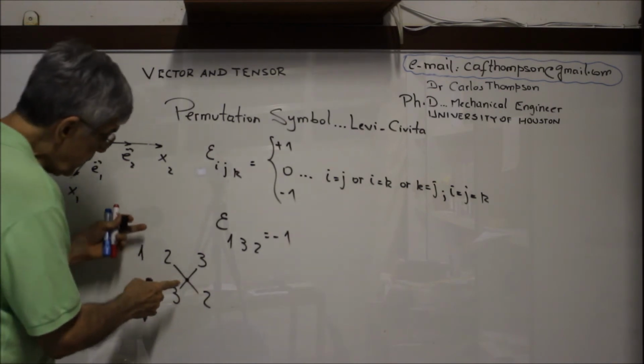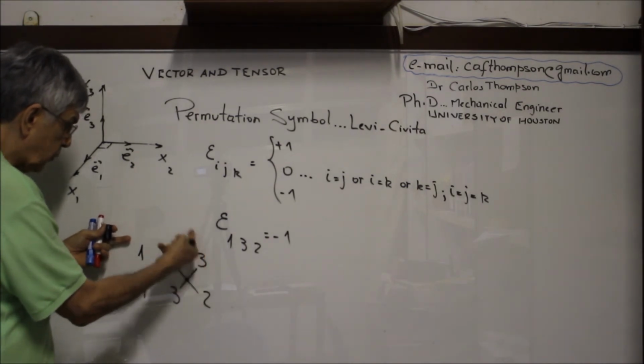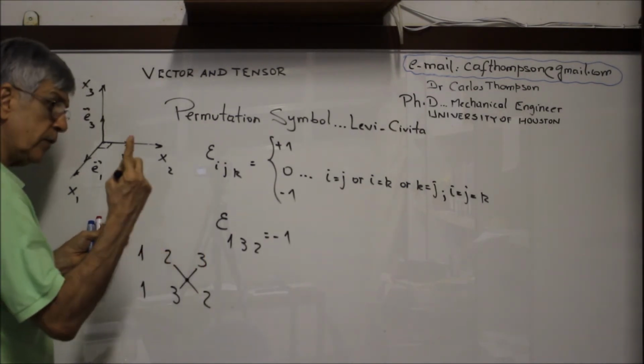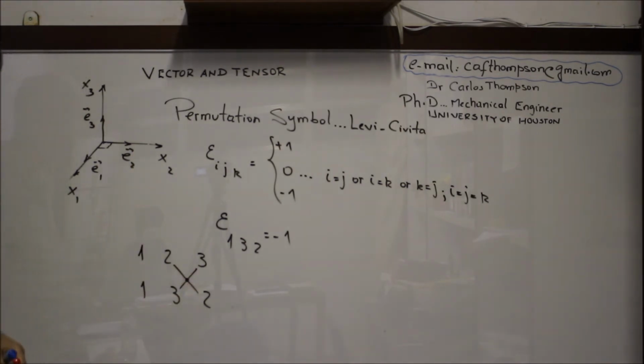Now, you see here you have 1, 2, 3. If you exchange, you put 3 here, you did one inversion. You see this is one inversion, that's why this is negative.